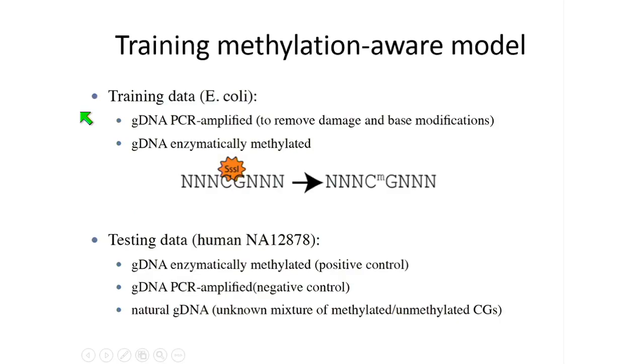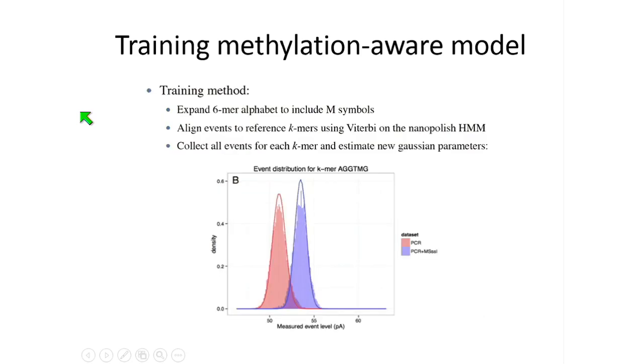And so for the data sets that we generated in order to test this, we helped Jared generate a PCR-amplified E. coli, which would remove the damage and methylation modifications. And Winston Timp's group enzymatically methylated genomic DNA to force methylcytosine at recognition sites. And then for testing data, we take human genome sequence, which is both enzymatically methylated as a positive control, PCR amplified to remove all methylation as a negative control, and then natural gDNA, which should be methylated to a greater or lesser extent. And so you then take that model and expand it to include methylation.